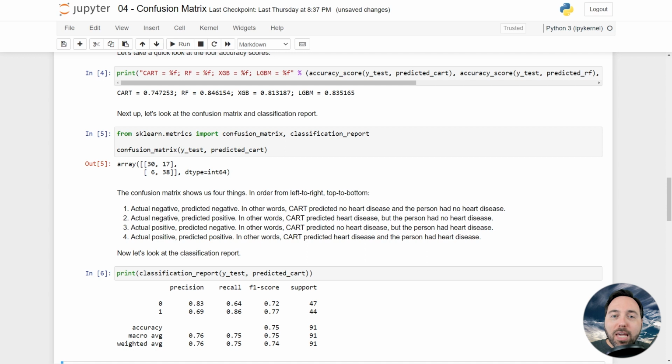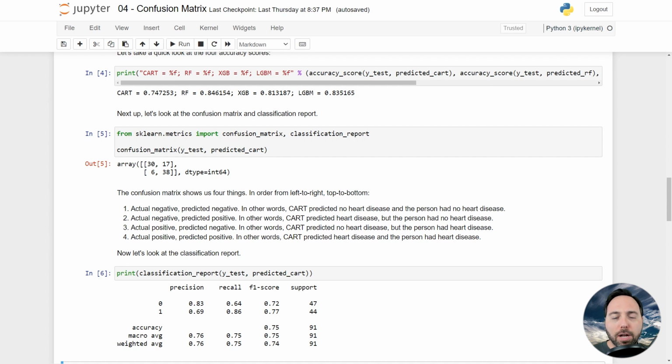In Python, we calculate this along the horizontal axis. For class 0, we predicted 30 people would not have heart disease, and we're correct about it. But we also predicted 17 people to have heart disease who turned out not to have it. So our recall is 30 divided by 47, or 64%. For the yes heart disease scenario, we were right 38 out of 44 times, for a recall of 86%. Basically, we were very good at catching the people who had heart disease, but this came at the cost of misdiagnosing a larger number of people who did not have the heart disease.